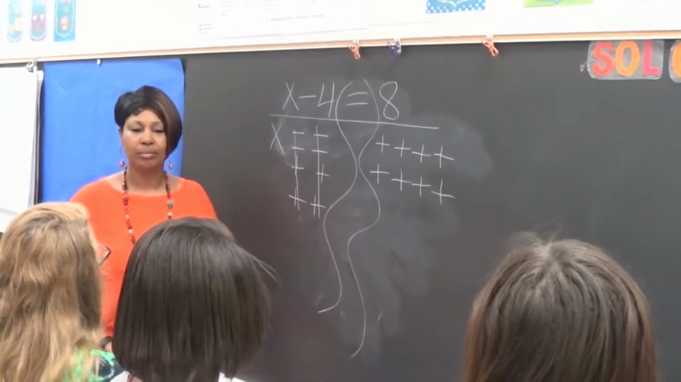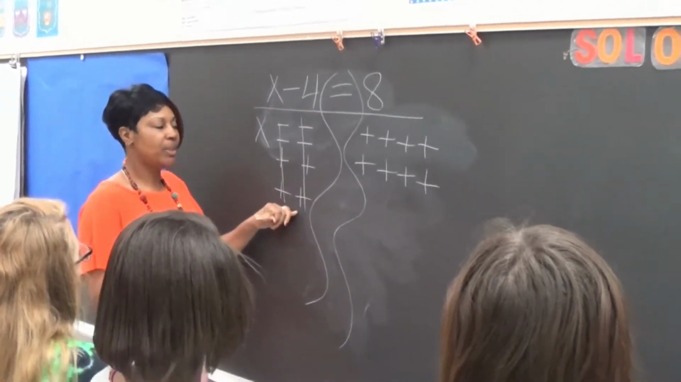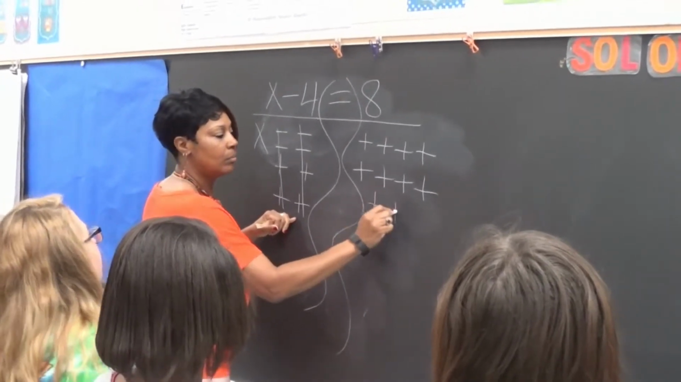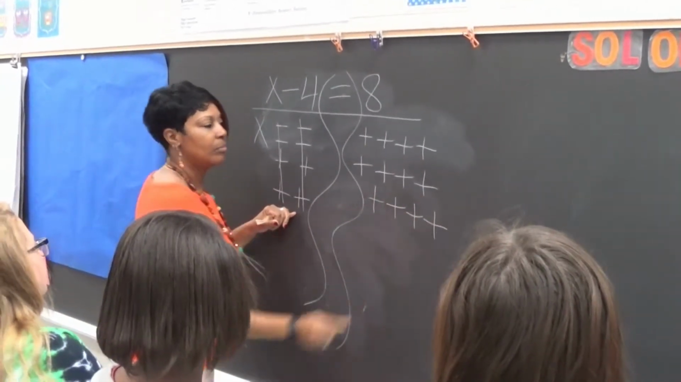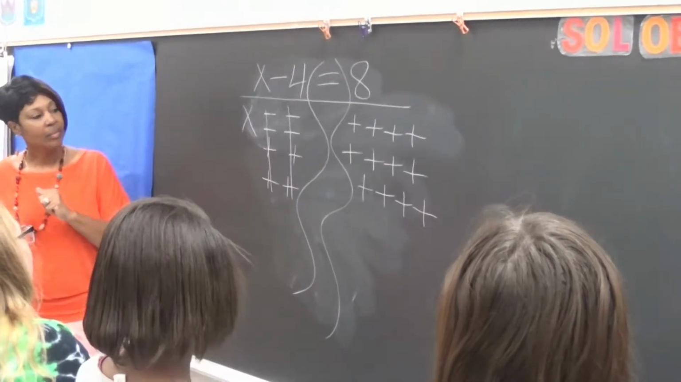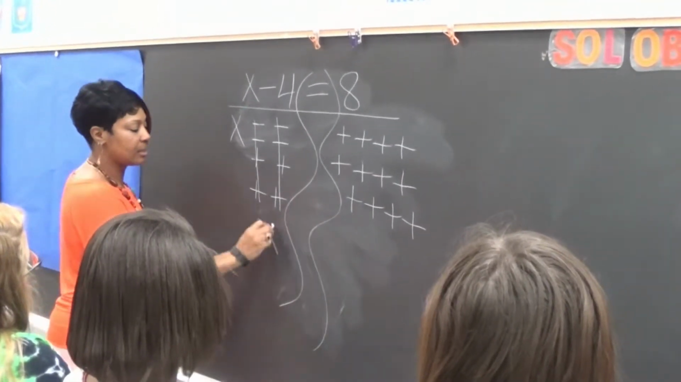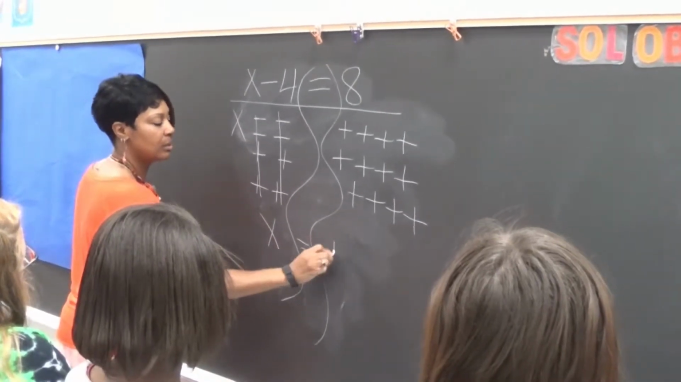What do I do over here? The same thing. How many positives do I add on this side? Don't forget, there's gonna be distractor cards. And what do I have for my total? 12. So x is equal to 12.